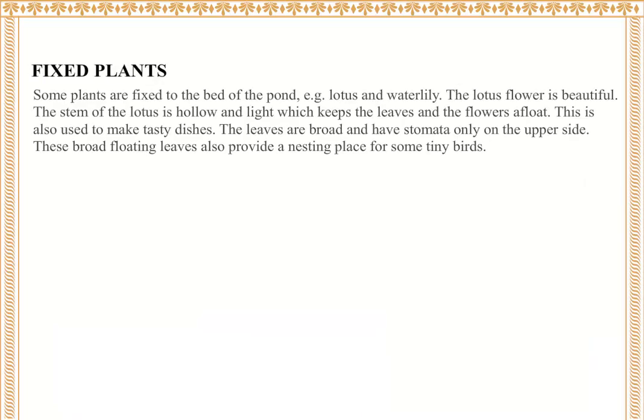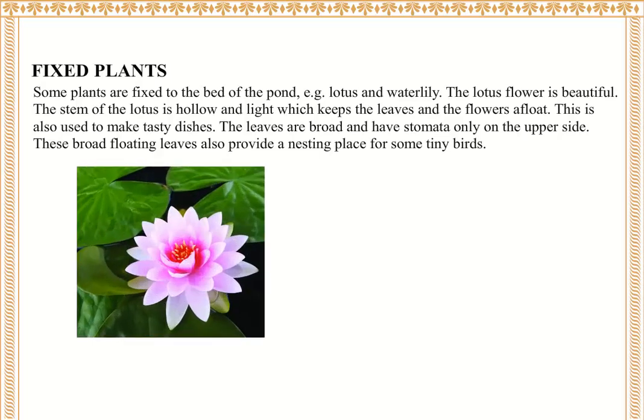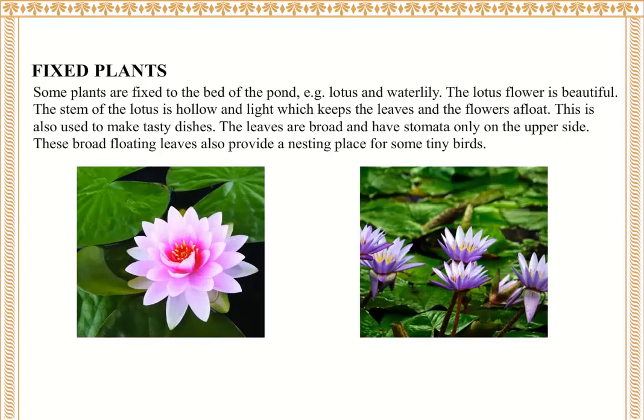Fixed plants. Some plants are fixed to the bed of the pond, for example, lotus and water lily. The lotus flower is beautiful. The stem of the lotus is hollow and light which keeps the leaves and the flowers afloat. This is also used to make tasty dishes.